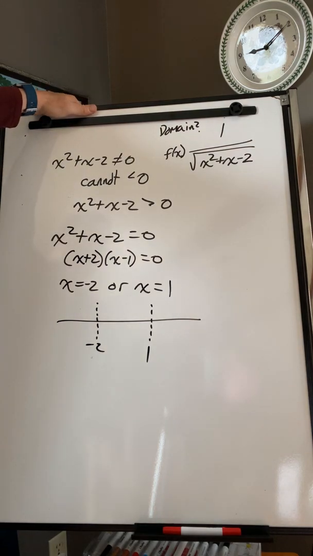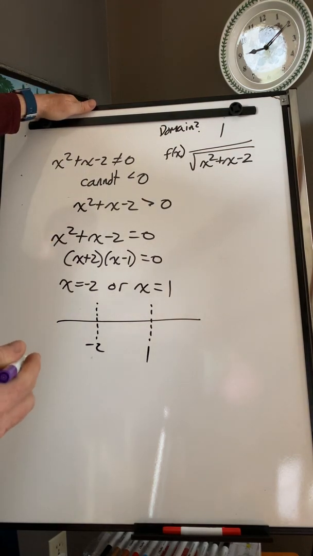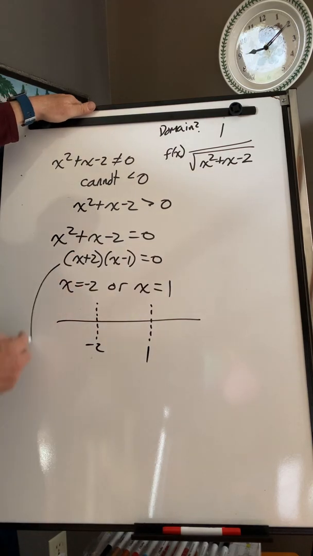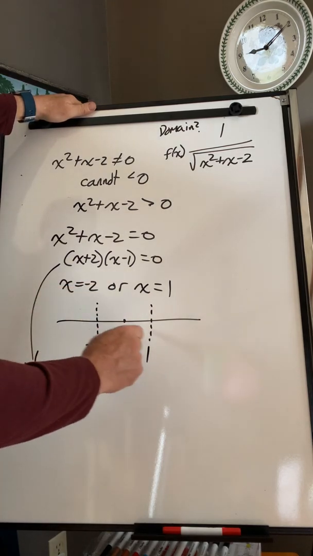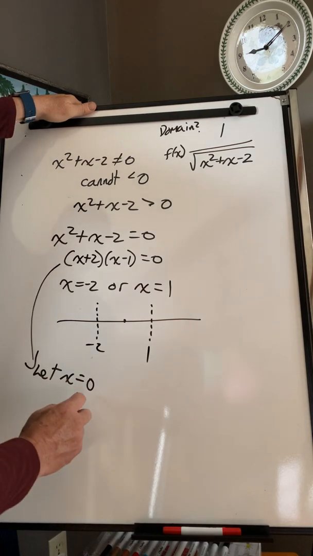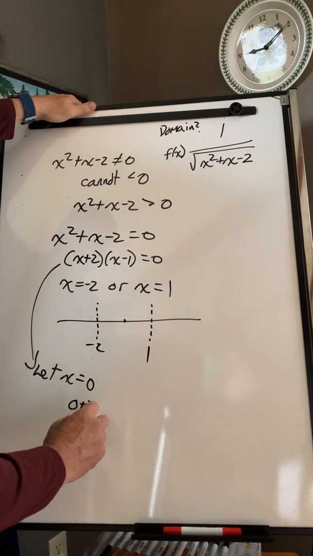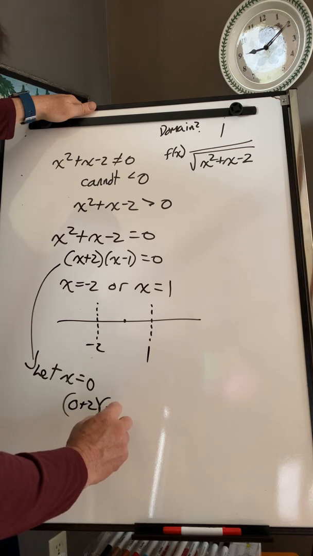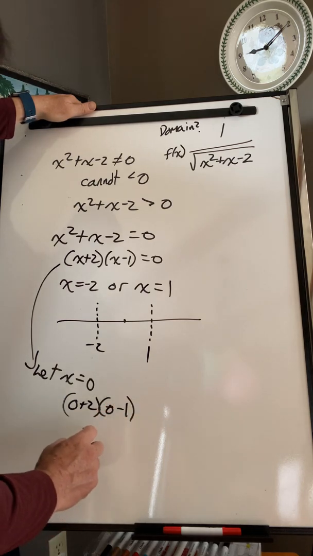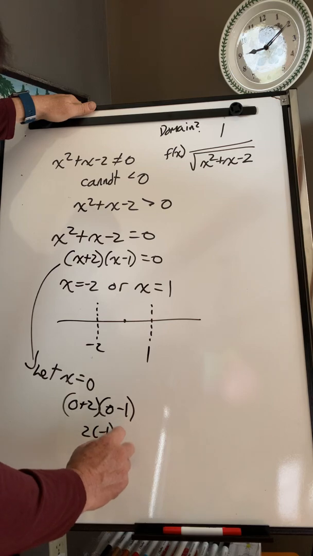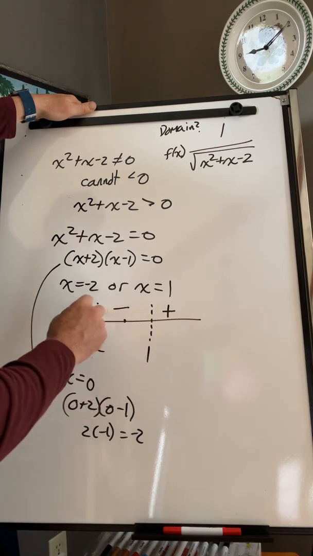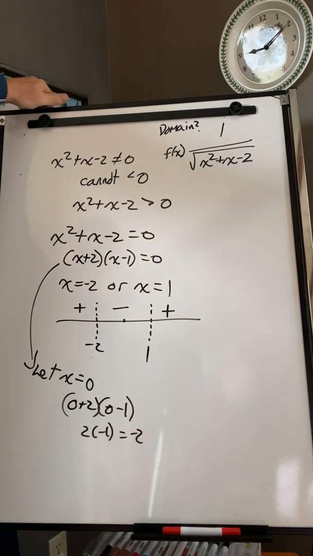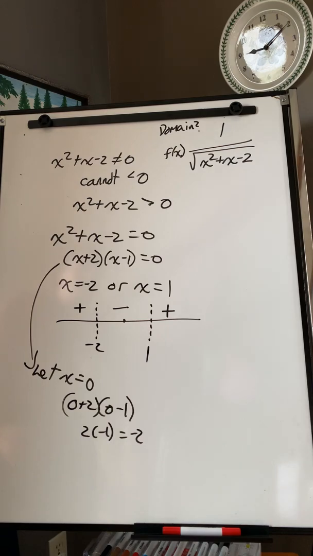With that, I need to figure out one possible situation of what's going on. Here, I'm going to let x equal 0. Where's that at? That's right here. That's going to tell us what's going on between -2 and 1. So I get 0 + 2 times 0 - 1, so that's 2 times -1, which is -2. So that makes this negative. Alternate signs: positive, negative, positive.